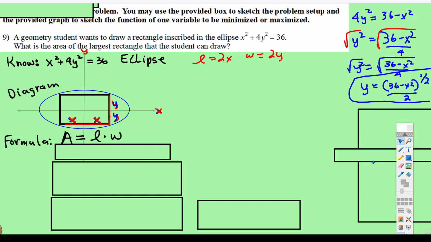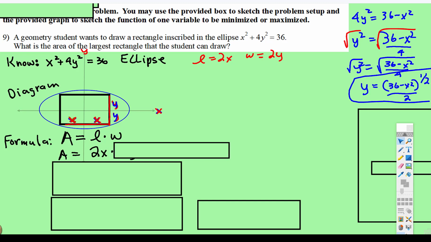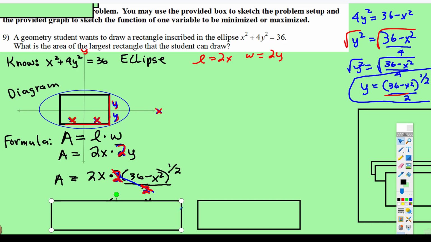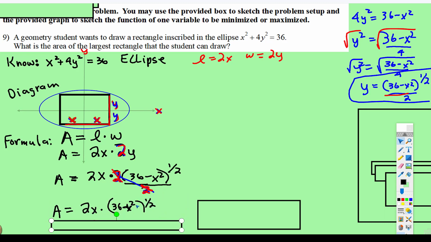So the formula to find the area of a rectangle is length times width, but we know what our length is. Our length is 2x, and we know what our width is. Our width is 2y, but we also know we now have a value for y. So it's this 2 times all of this stuff with a 2 in the denominator, then the 2 times and the 2 divide cancel, and what you are left with is area is equal to 2x times essentially the square root of 36 minus x squared, except I wrote it as the 1/2 power.